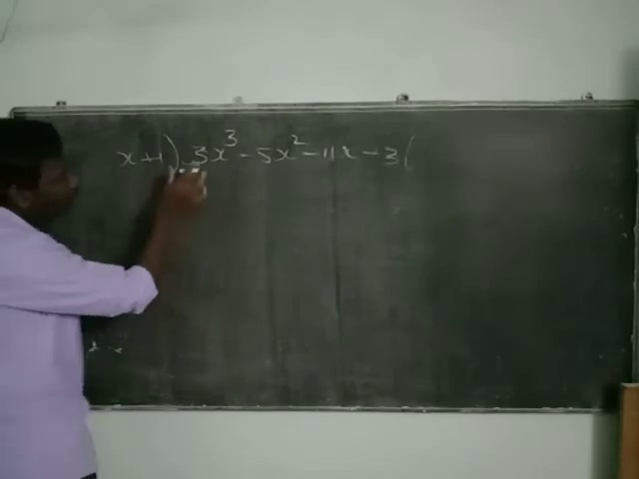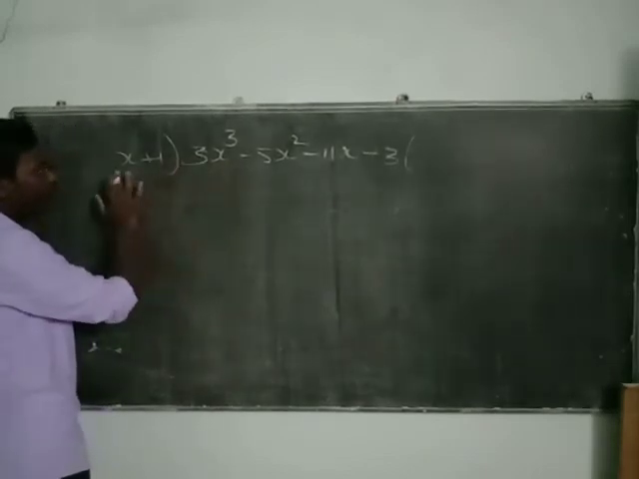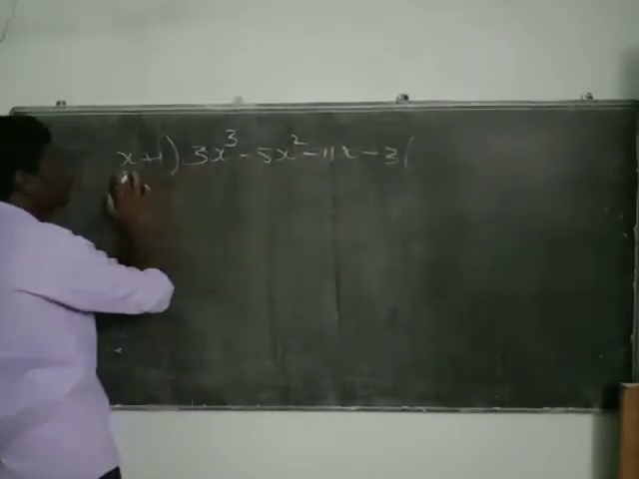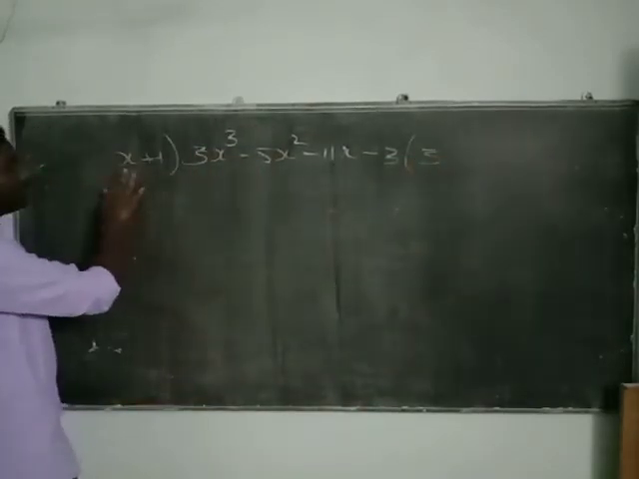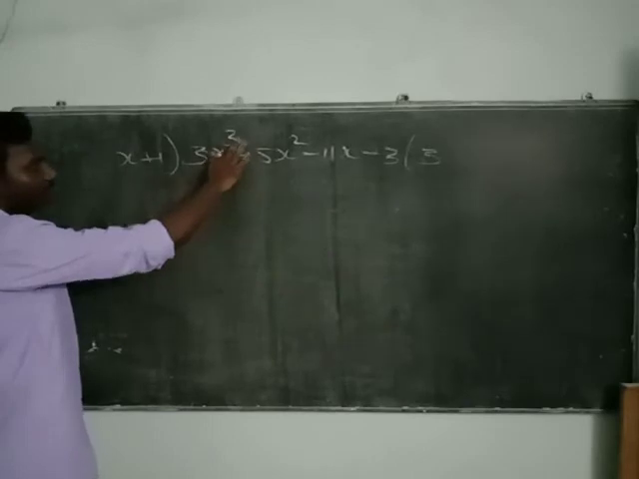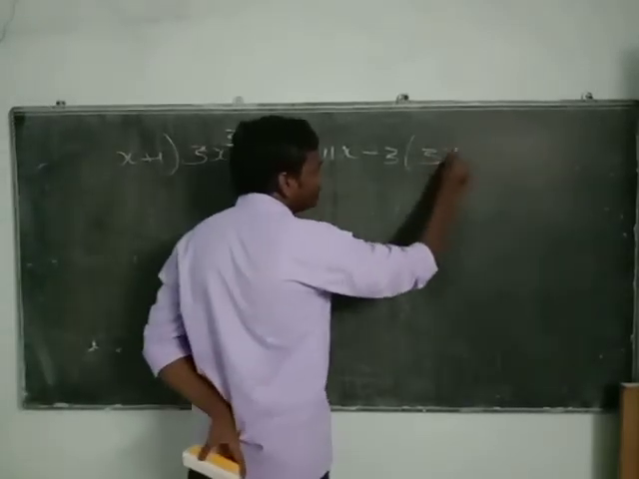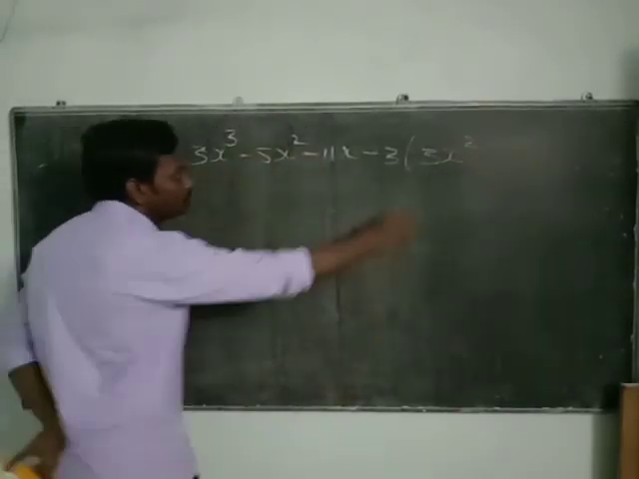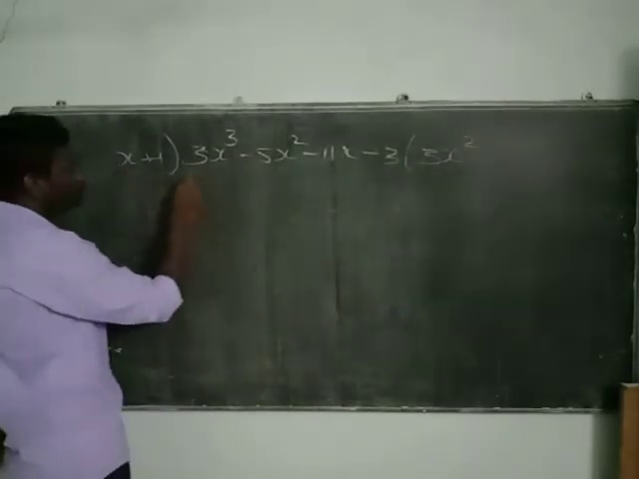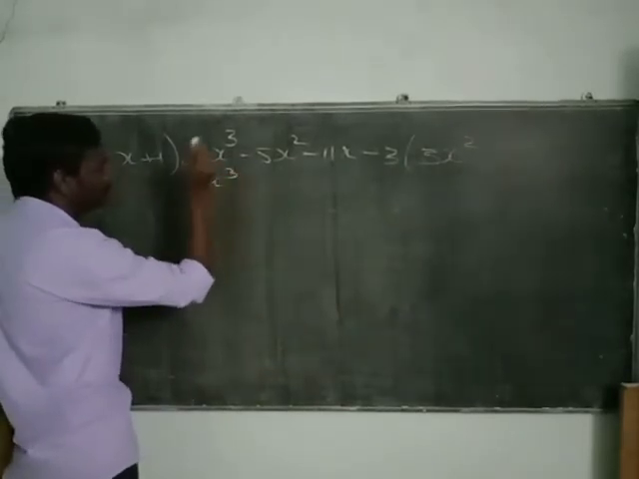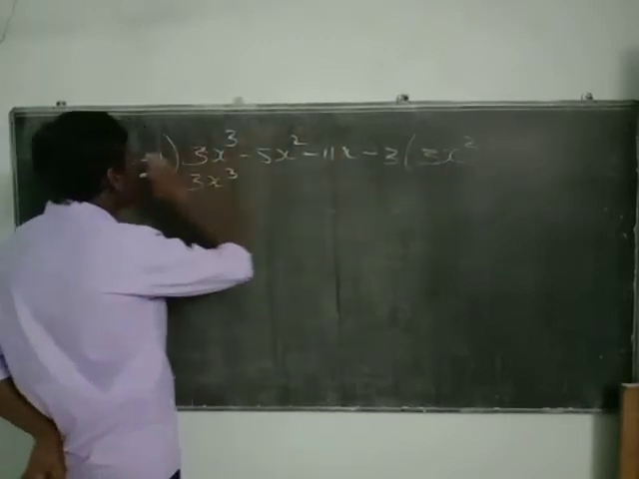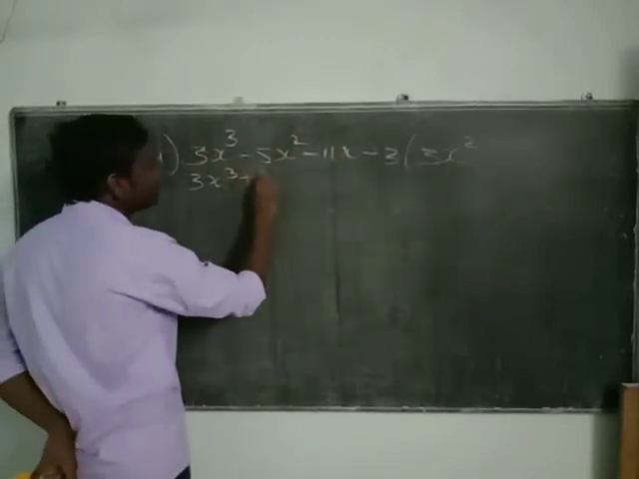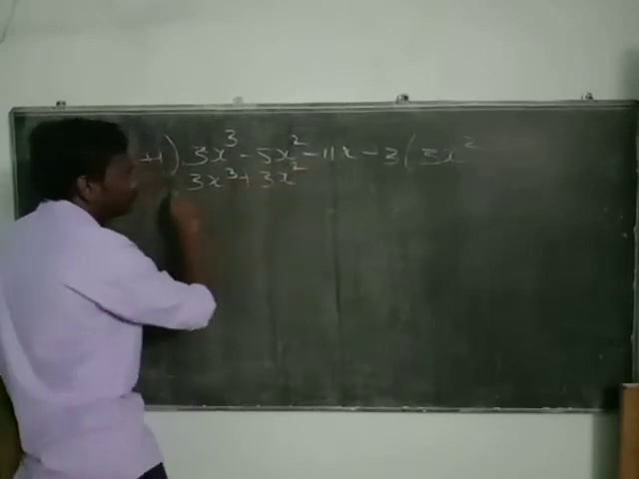As I have 3 as the coefficient here, whenever I multiply these two, I must get 3 here. So I am taking 3, and here I already have x. So I require 3x cube. That means I want x square in the next term. So 3x square into x is equal to 3x cube. And multiplying 3x square with 1, I will get 3x square.